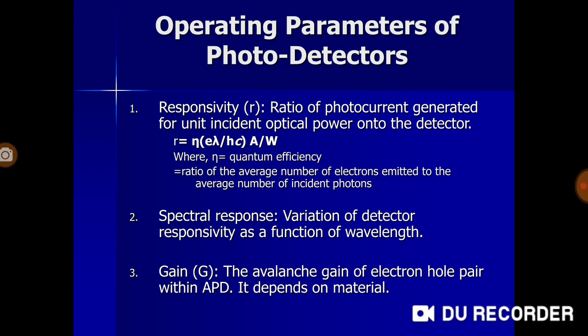Next comes spectral response. Spectral response is basically the variation of detector responsivity as a function of wavelength. How the detector responsivity changes for different wavelengths. That plot is known as the spectral response. Third is gain. It is applicable only to APDs, and it depends upon the material, what kind of material we are using.